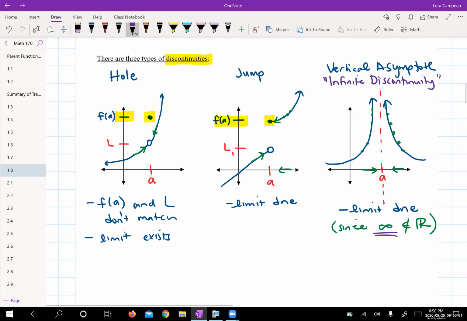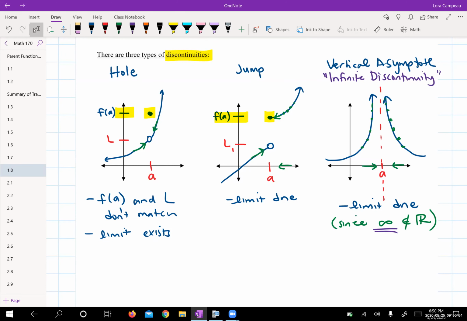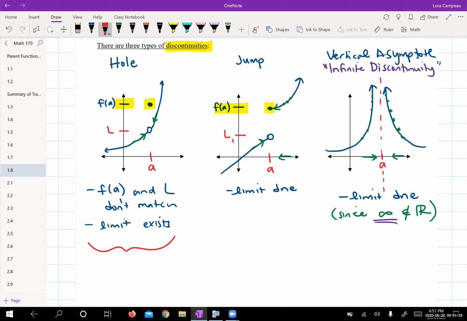So we're going to be running into these and analyzing these a little bit, but let's go over some definitions. They're going to ask you questions: are these removable? Are these non-removable? The easiest way I can explain this is if you're able to patch the hole in your particular function, you can consider this a removable discontinuity. So if we look at all three cases that we have gone over, it appears that the first idea, the actual hole, is a removable discontinuity.